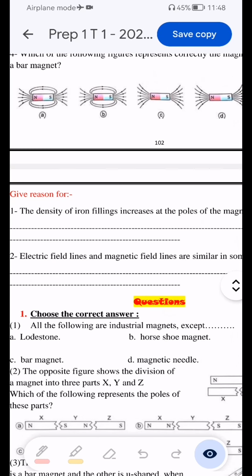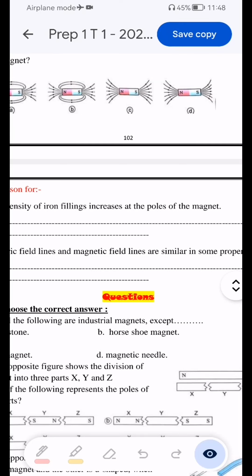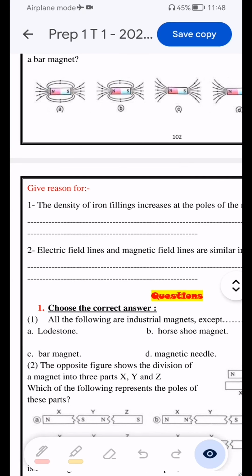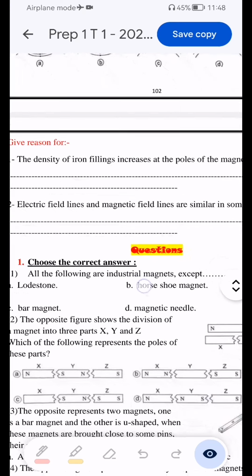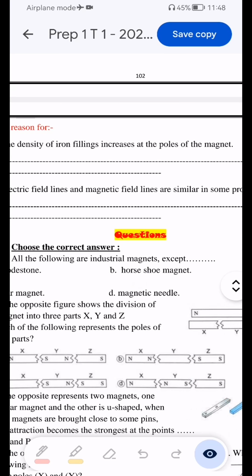Give a reason: the density of iron filings increases at the poles of a magnet, as we said, because what? The attraction force of the magnet is strongest at the poles and decreases at the middle. Number 2, electric field lines and magnetic field lines are similar in some properties. As we said, they are similar in what? Both are imaginary lines and do not intersect each other.